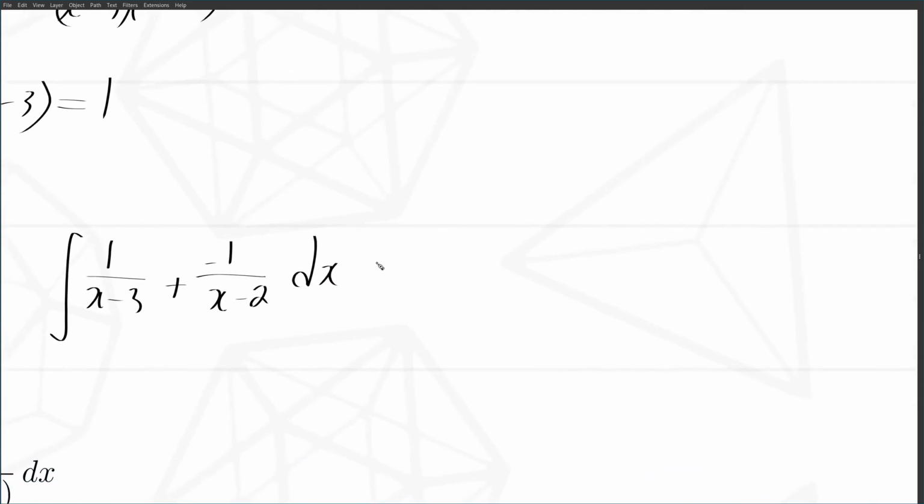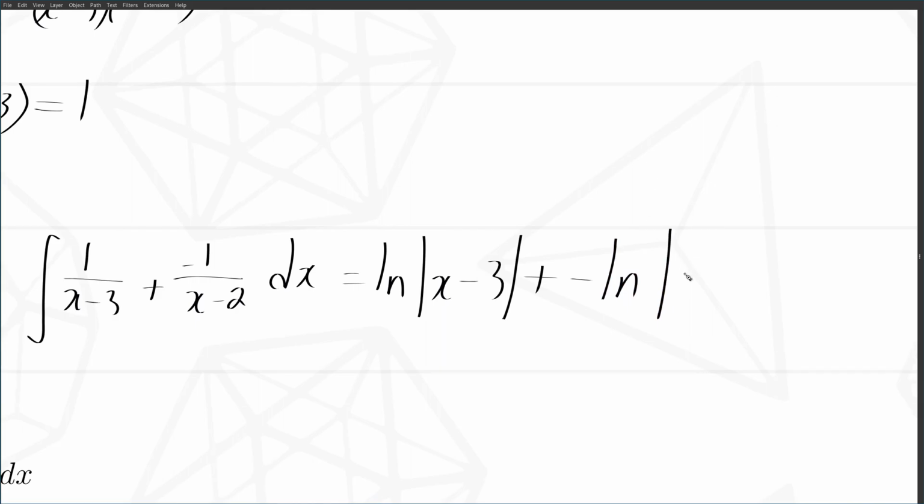That's simply going to be ln of x minus 3 minus ln of x minus 2.